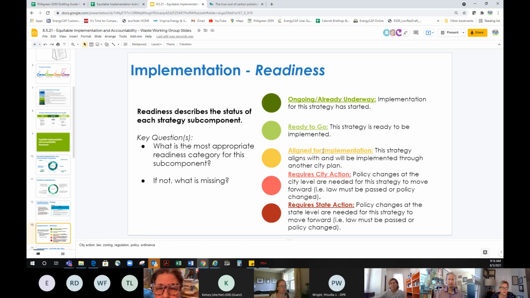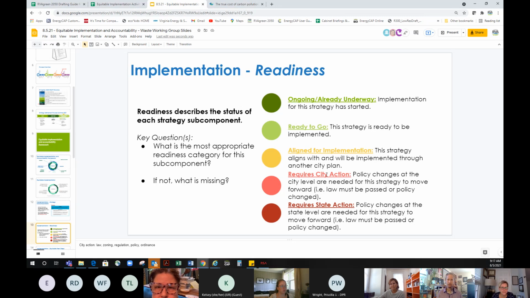It might be aligned for implementation with another city plan, maybe Richmond 300 or RVA H2O, or a transportation plan. So please note if it's aligned with something else, and we could go into partnership with that. Maybe it requires city action. Maybe there are policy changes that we need to implement, maybe a new policy or an ordinance. And if it requires state action, that means we can't really take it any further until some kind of new legislation is passed. So we certainly want to note that.